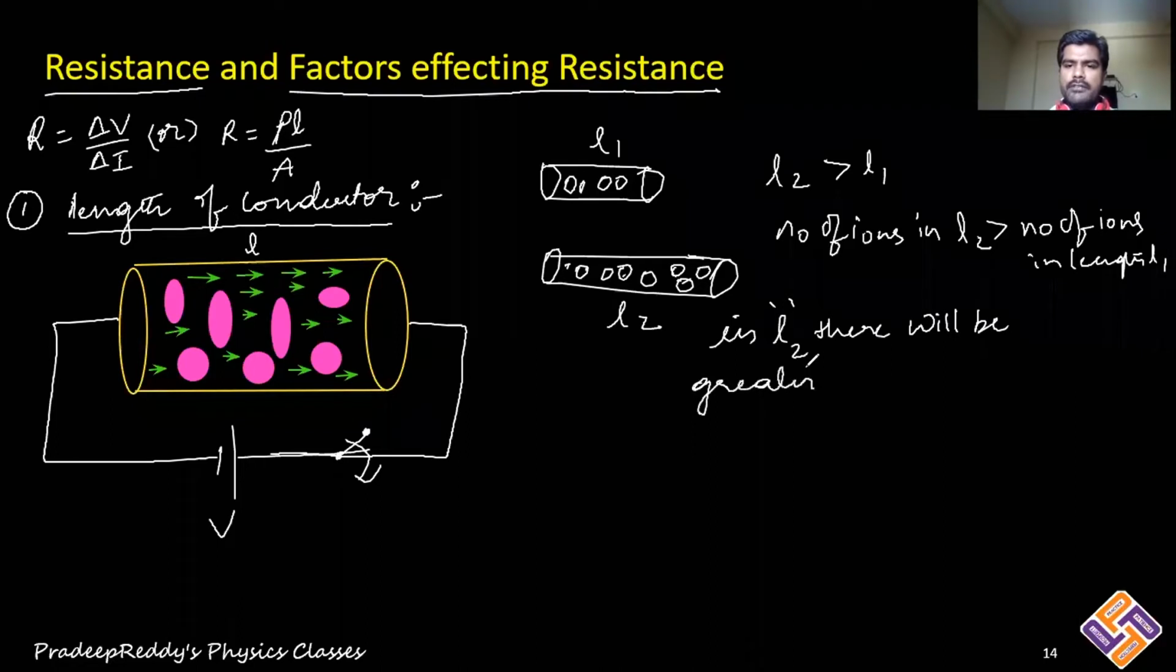Why are there greater collisions? Because length L2 is greater, the number of ions through which this electron should be drifted will be increased. As a result, in length L2, as the number of ions has increased, the number of collisions also increases. The interaction between ions and electrons will be greater in number, and that will be more in case of length L2 than that of L1. So as a result, the opposition is greater in case of length L2 rather than L1.